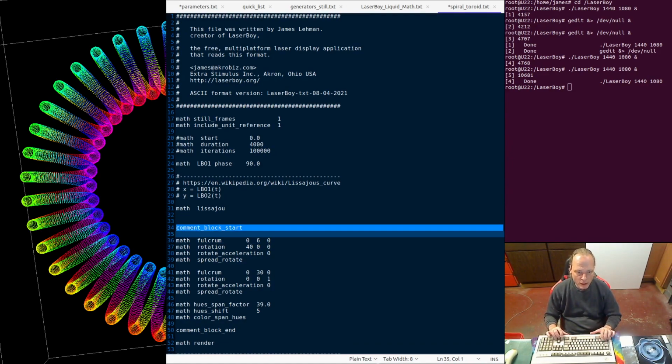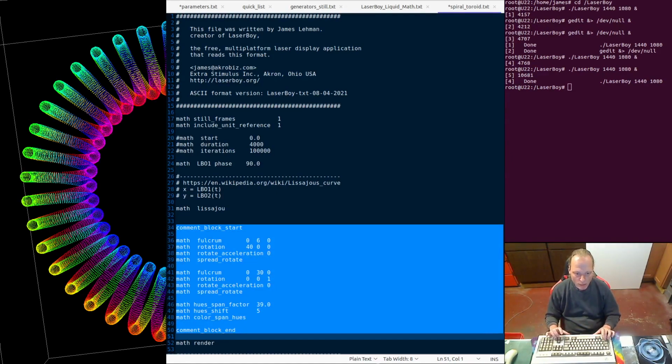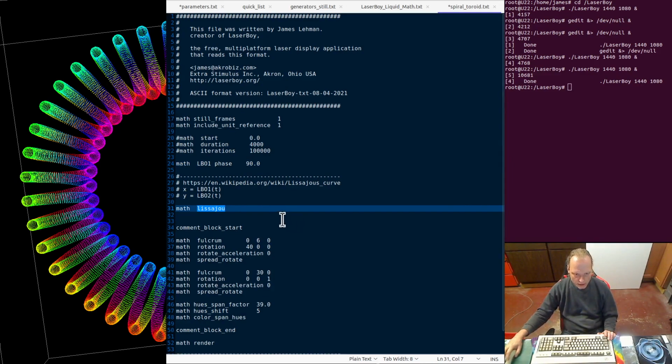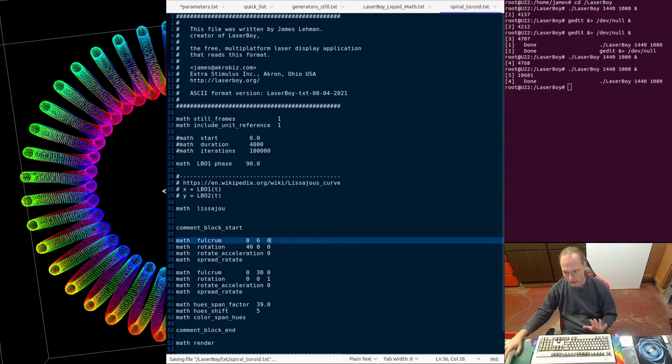Alright, so this chunk right here, between comment block start and comment block end, is now going to be ignored, because it's a comment now. It's no longer code. So by default, start is 0. Duration is 1. Iterations is 100. We set the phase of LBO to 90, and we're calling the Lissajous generator and then we're rendering it. So let's see what this does.